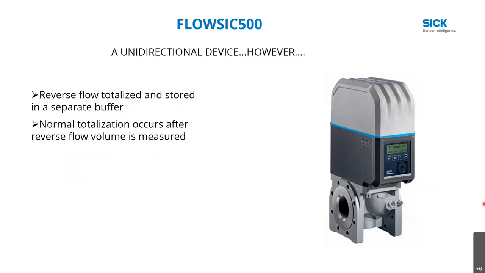The meter itself is designed to be installed in a specific direction. It does have an inlet and an outlet, but as is traditional with all ultrasonic meters, it will measure gas in the reverse direction. In other words, if you start flowing in the reverse direction, it'll store that amount of volume in a buffer, and then once you start flowing forward, it won't start counting up until that buffer is depleted.